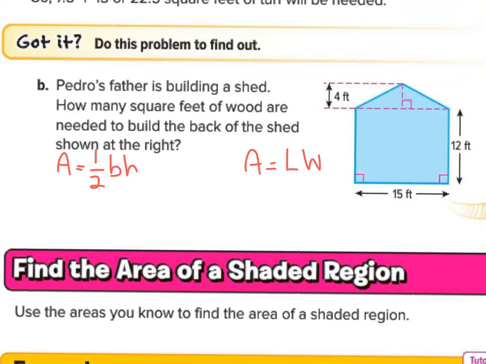Area of a triangle equals half the base times the height. Now remember, these are just dimensions. You notice here that we have the height of 4 and the base is from here to here. Well, that's the same one as here, so it's 15. So it's 4 by 15.